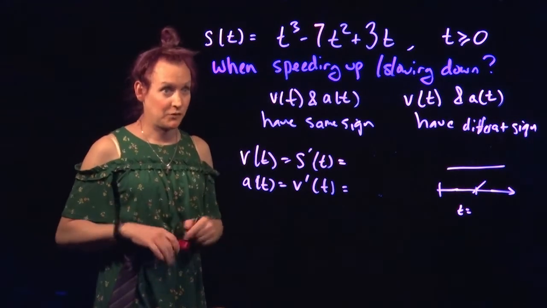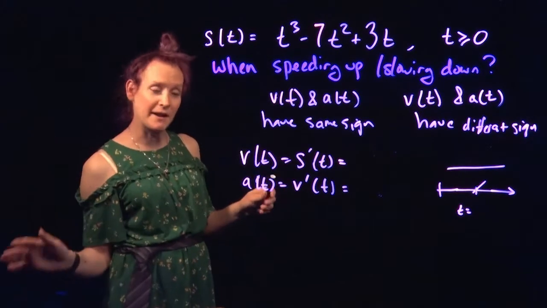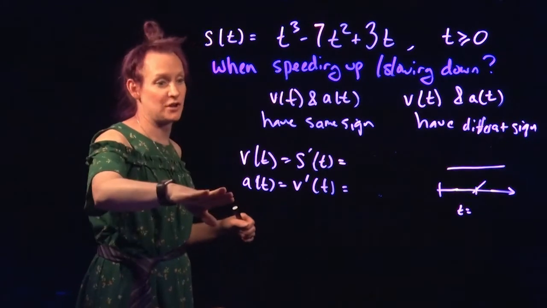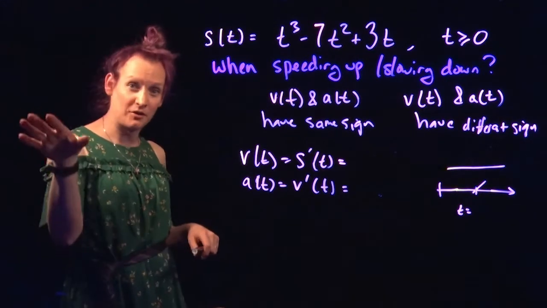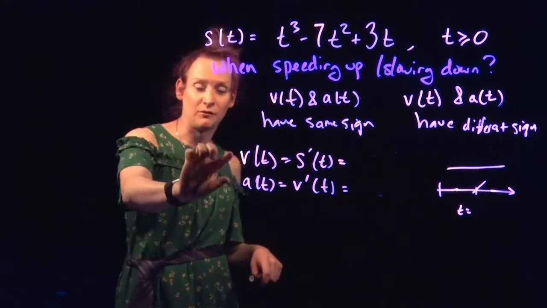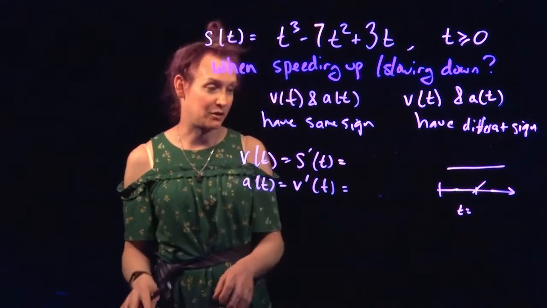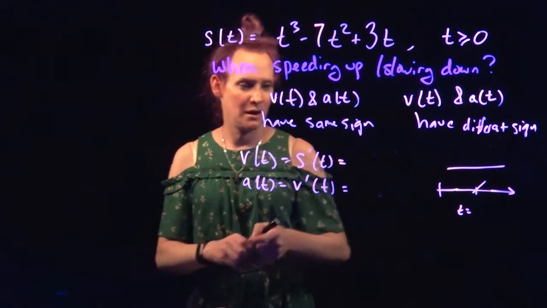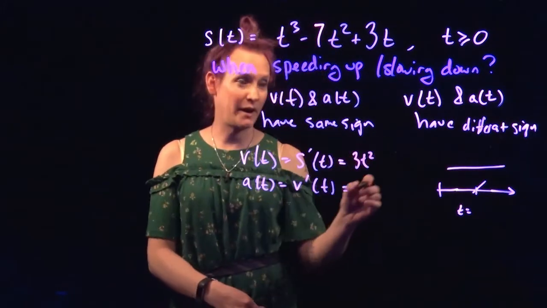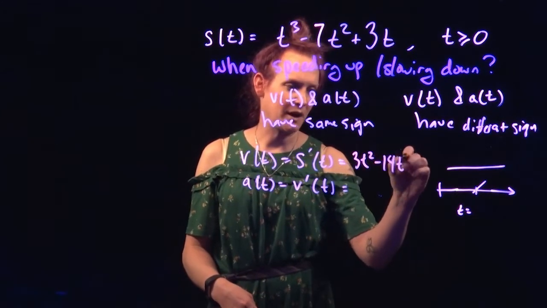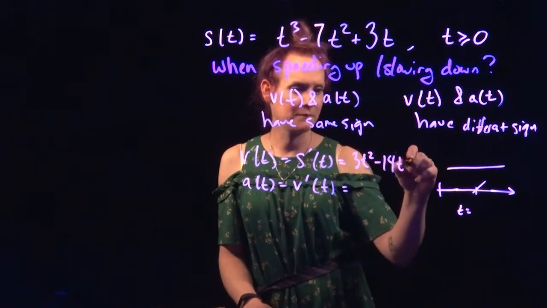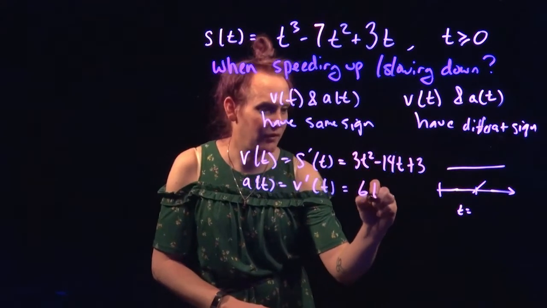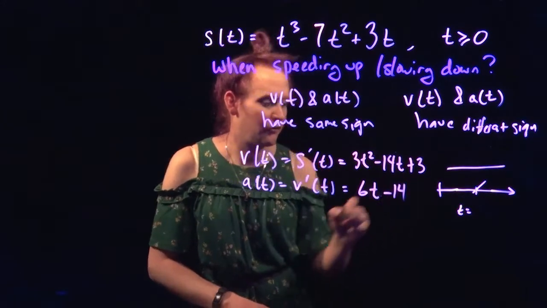So we still want to find out where v of t and a of t have the same sign and different sign. I'm going to take the same approach to that. I'm going to differentiate it, differentiate it again, find the zeros, and then do this analysis in terms of the signs of these two functions to break up the intervals. Okay, so v of t is 3t squared minus 14t plus 3. Oh, yeah, this is totally going to work. And a of t then is 6t minus 14.